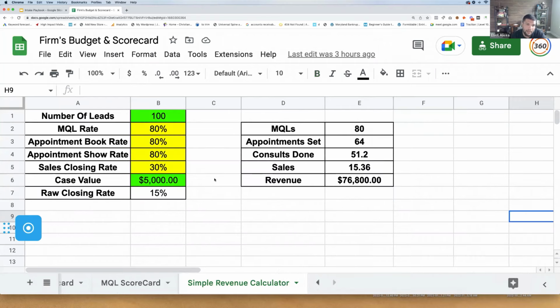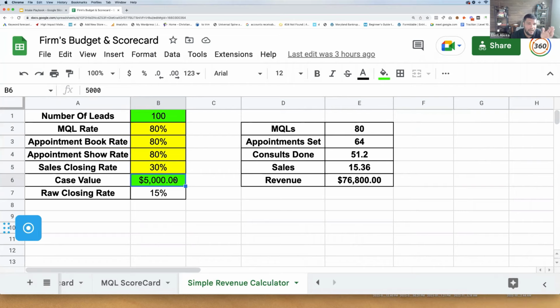So this is a simple calculator that I put together just for this, so you guys can see the implications of these numbers. In this example, we have 100 leads in the firm. We have an 80% MQL rate, which means that 20% of our leads are not qualified leads. They don't have a DUI and they're not in our jurisdiction, one or the other. 80% of the people are booking with us. 80% of them are showing, and we're closing 30% of them.